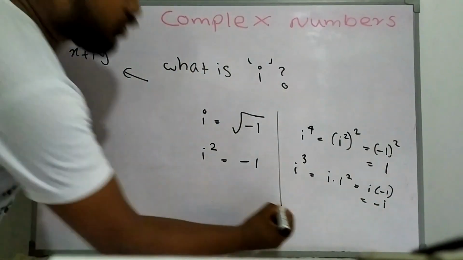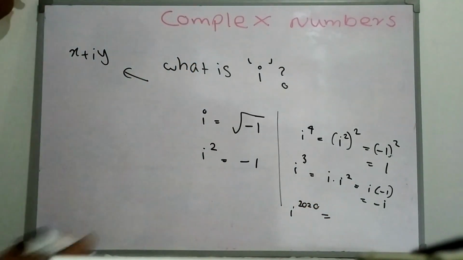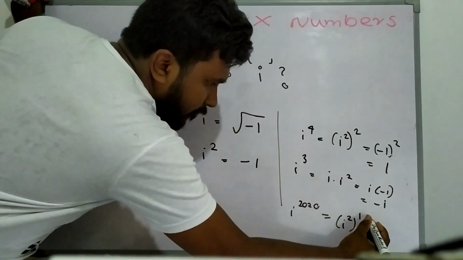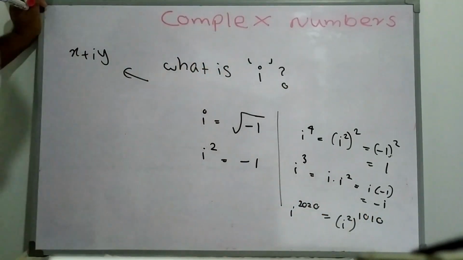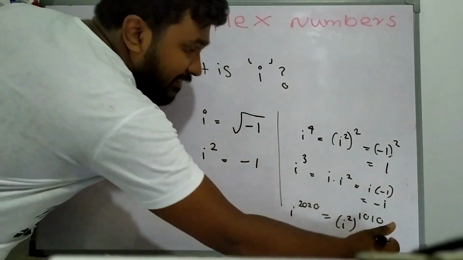Let's look at i to the power 2020. What happens? i squared to the power 1010. So i squared means minus 1. Minus 1 to an even power is plus 1.